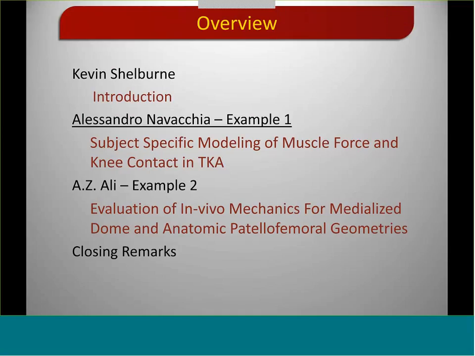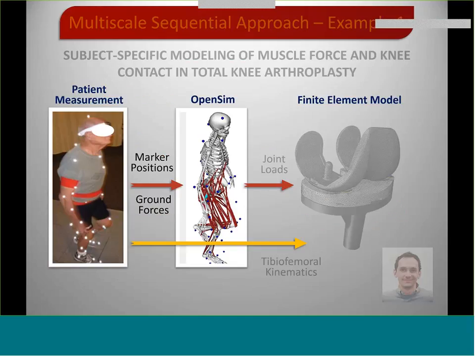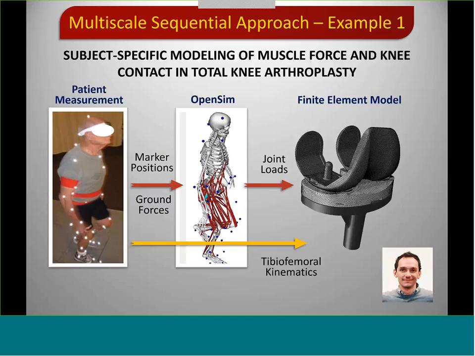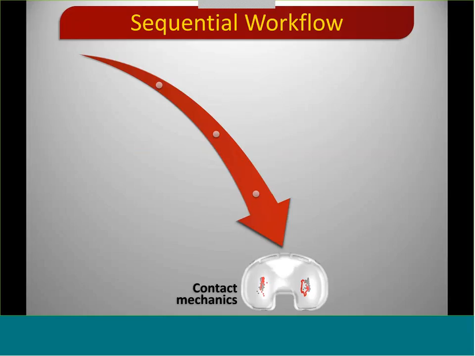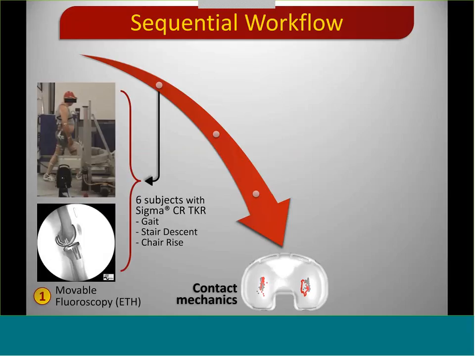Thanks, Kevin. Hi, everybody. This is Alessandro, and the title of the first example of the multiscale sequential approach that I'm presenting is subject-specific modeling of muscle force and knee contact in total knee arthroplasty. So the goal of this study was to estimate subject-specific contact mechanics for 6 patients implanted with a cruciate retaining total knee arthroplasty, performing 3 activities: gait, stair descent, and chair rise.